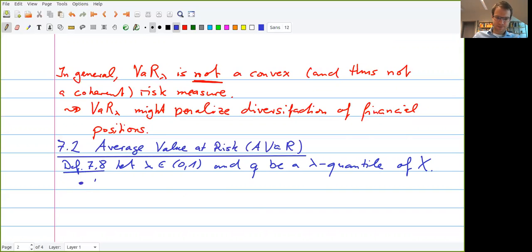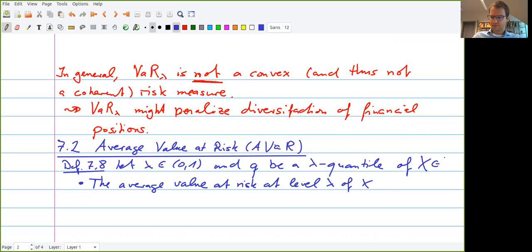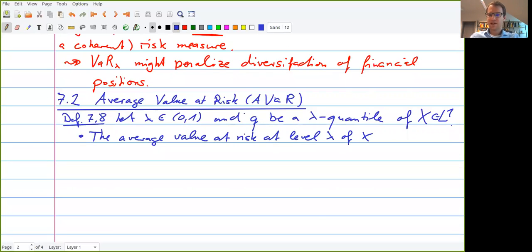The first one is the average value at risk at level lambda of X, where X is a random variable in L1.